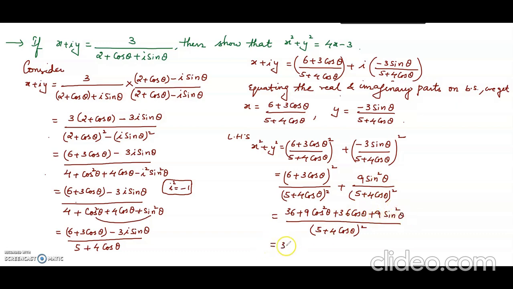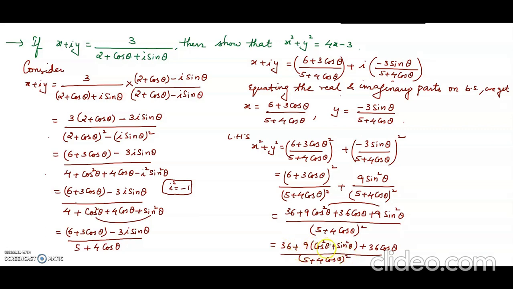So we have 36, here we have 9 cos square theta, and here we have 9 sin square theta. So we can take out 9 common. We have cos square theta plus sin square theta, plus 36 cos theta is still available in the numerator. Denominator is kept as it is: 5 plus 4 cos theta whole square.